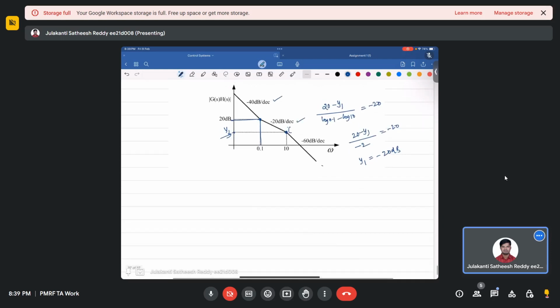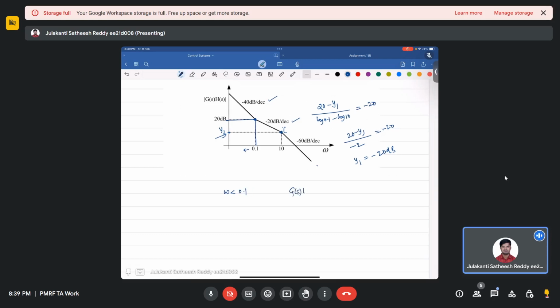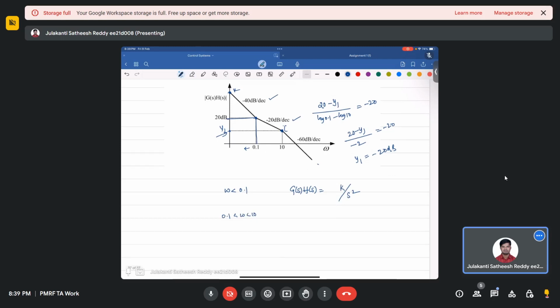So now tell me, what is the order? If omega is less than 0.1, what is the frequency, what is g of s h of s you can expect? It is second order, minus 40, right? So you need to calculate this one also. Suppose you can take this as some k by s square. So it is 0.1 to 10. So what is happening? It is adding 1, 1 zero.